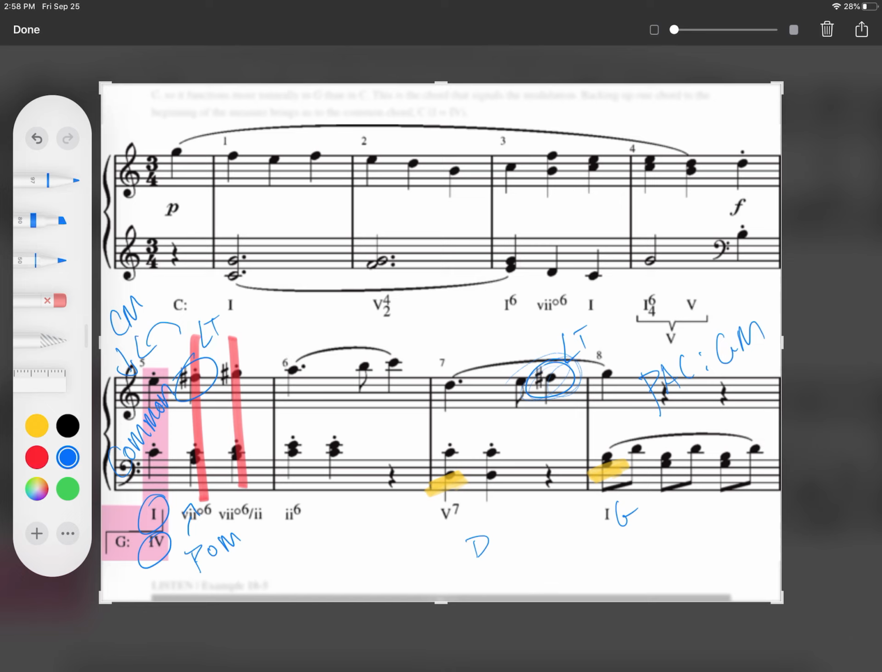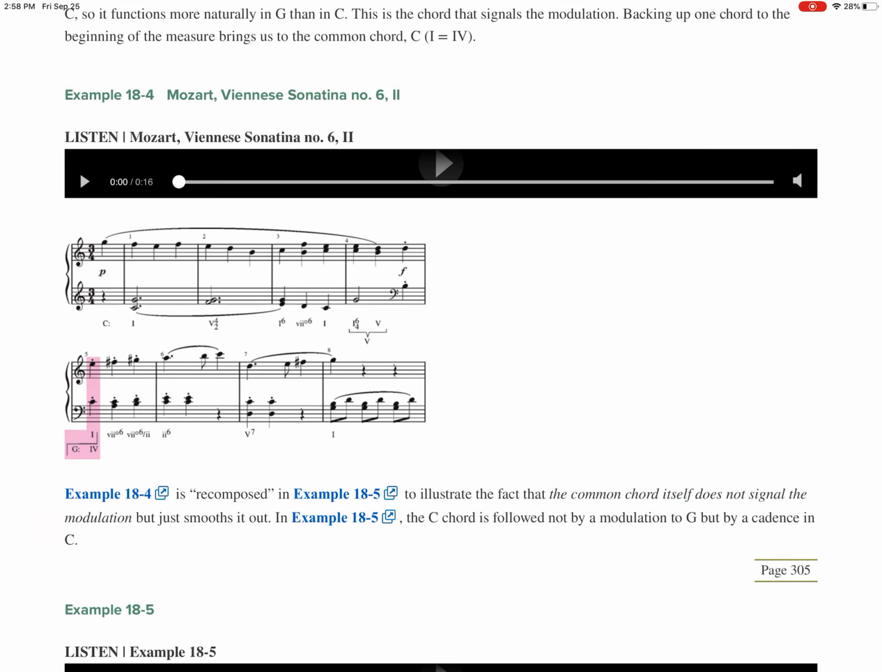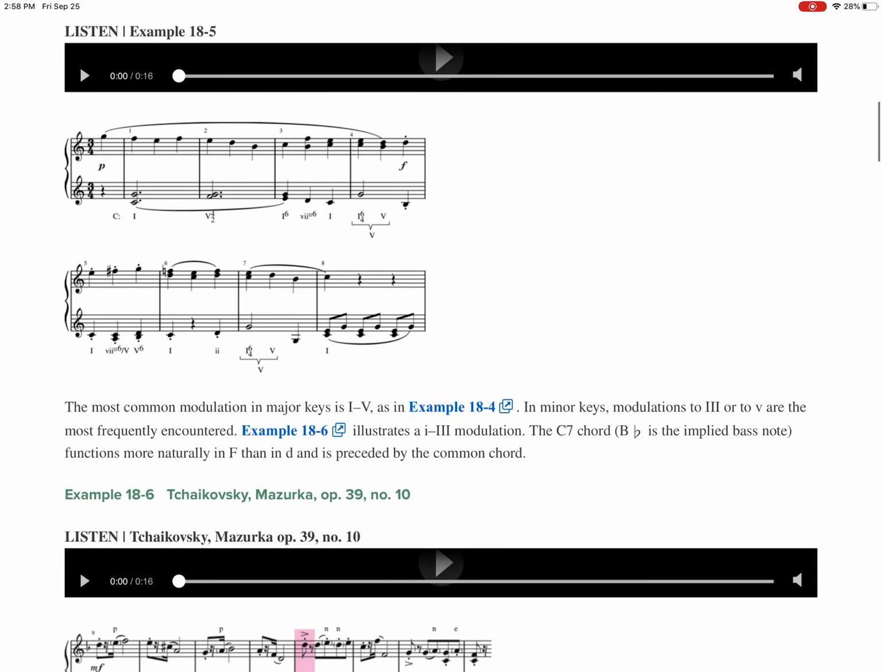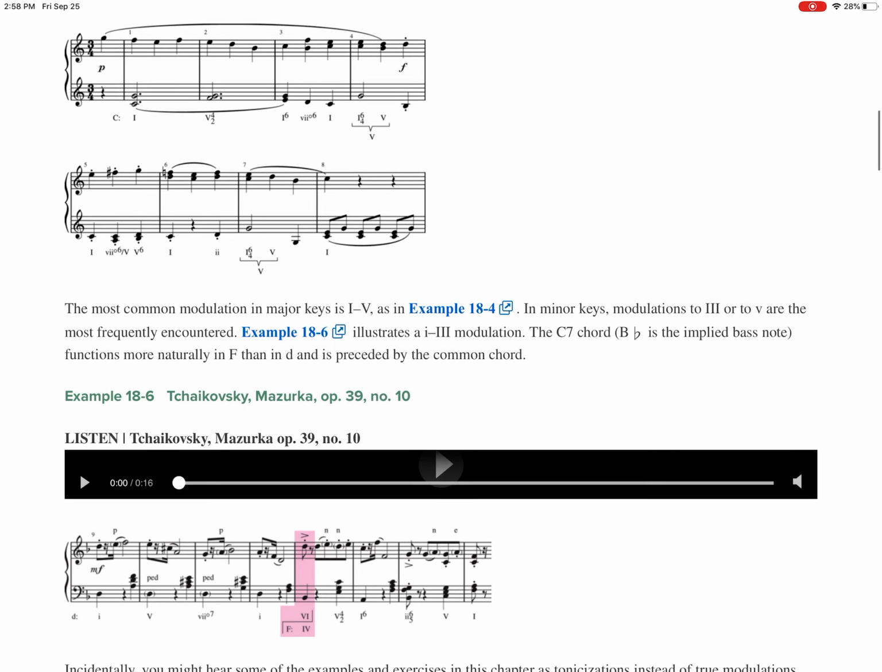Where are we actually in our new key? And then typically, just preceding that will be our common chord or our transition between the keys. Some other textbooks call it the pivot chord. Okay, let's look at one more example.